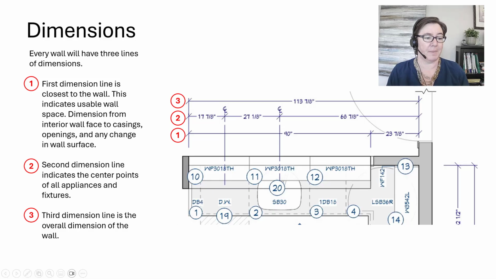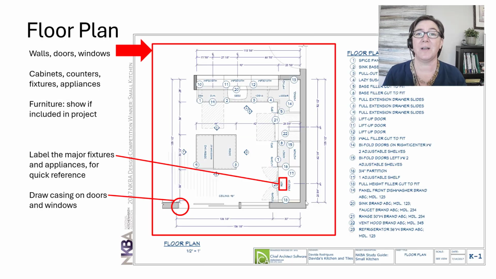Our third line of dimensions right here, number 3, this is going to be the overall dimension of your wall. And so we're taking it all the way from the interior face to the other interior face. All right, and we've just gone through all of those NKBA graphic standards for the floor plan.